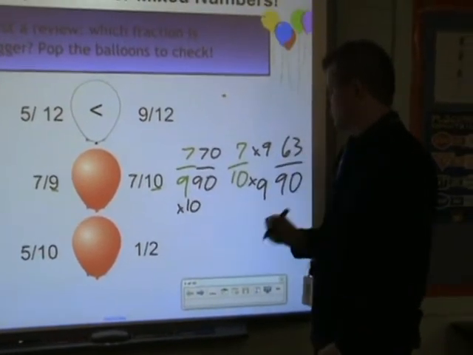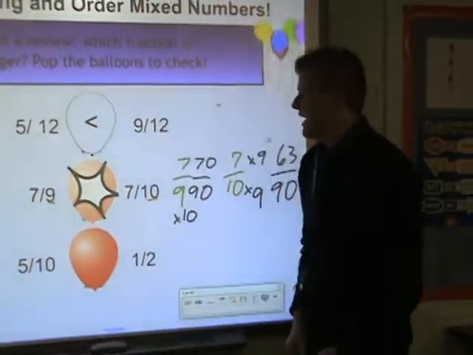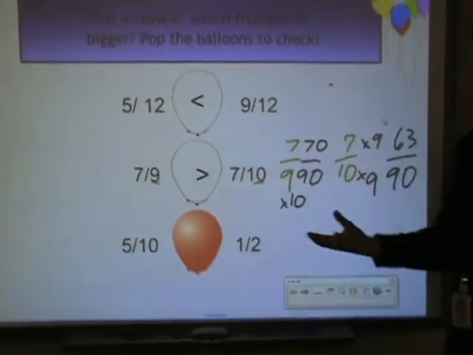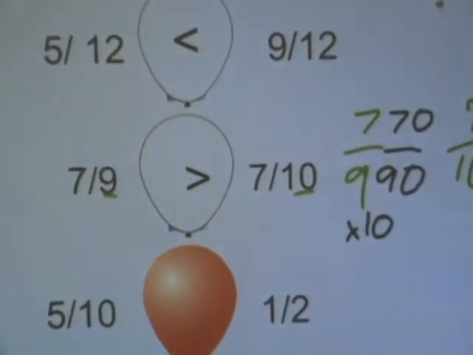70 or 63, which one is larger? Well, if we go back, 7/9 is larger. Okay, we've got to find that common denominator.